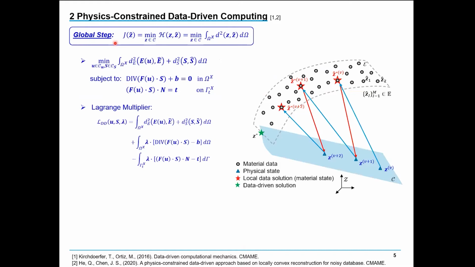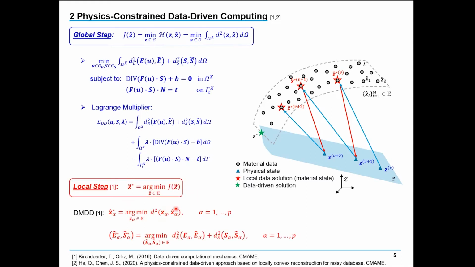In the global step, we are given the material state of the material point or integration point. It finds a physical state from the physical admissible set to minimize the distance functional between these two states. And this is a minimization problem subject to physical constraint, including the equilibrium and traction boundary conditions. And it can be solved by using the Lagrange multiplier and a nonlinear solver, such as finite element mesh method.